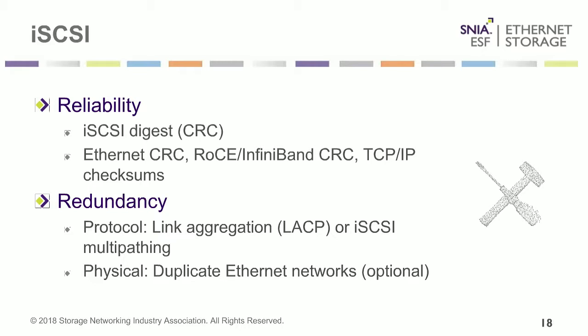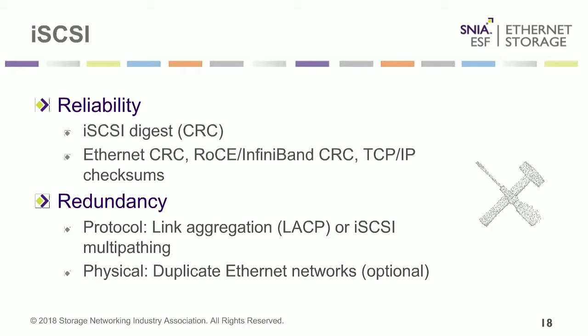In terms of reliability, iSCSI has a digest, which is, again, a cyclical redundancy check, or CRC. And underneath it, Ethernet, and then TCP if you're using it, or RDMA if you're using that, also have their own either checksums or CRCs. The redundancy in iSCSI can be done at the protocol level or at the physical level. I would say it's done more often at the protocol level. You can use either link aggregation or iSCSI multipathing, so you have two choices there.